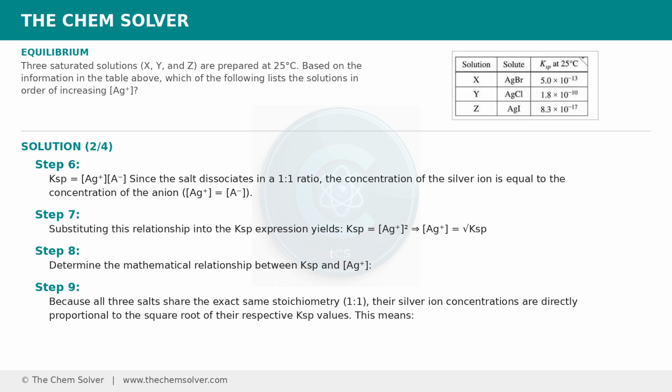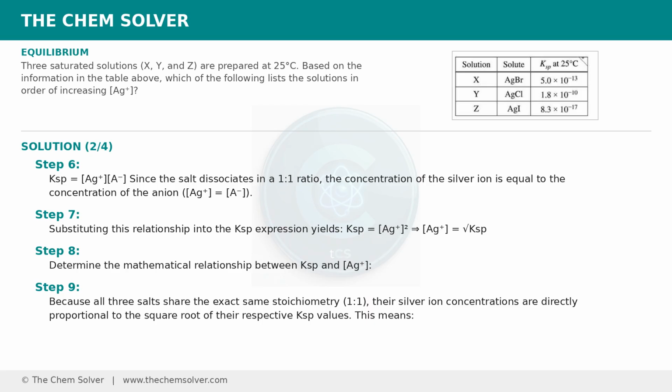Since the salt dissociates in a 1:1 ratio, the concentration of the silver ion is equal to the concentration of the anion: [Ag⁺] = [A⁻]. Substituting this relationship into the Ksp expression yields Ksp equals [Ag⁺]². Therefore, [Ag⁺] equals the square root of Ksp.